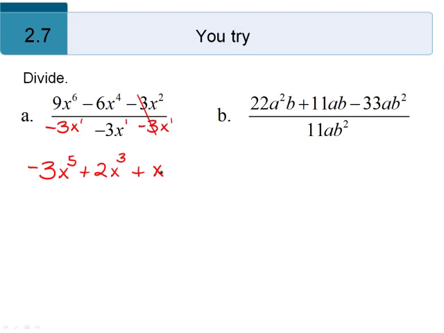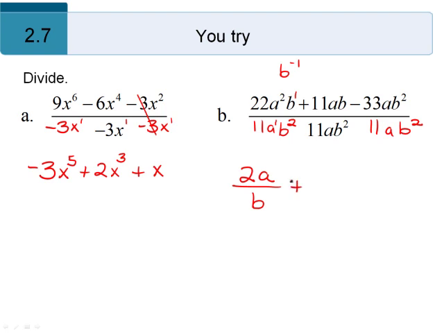Now on letter B, I've got 11ab squared underneath those three terms on top, so I'm going to put 11ab squared underneath each term. Alright, so on the first term, 22 divided by 11 is 2. A squared, if we subtract the exponents there, minus a to the first, is just going to be a. Now here's the tricky part. On the b, I've got a 1 on top, minus 2, that's going to give me b to the -1, which means that has to go to the bottom under the 2a. So the first term ends up being a fraction, okay?